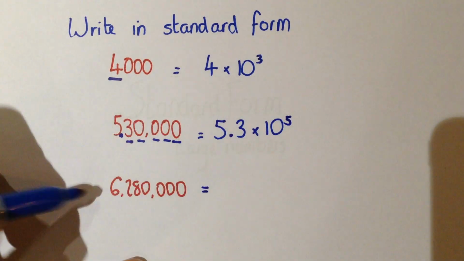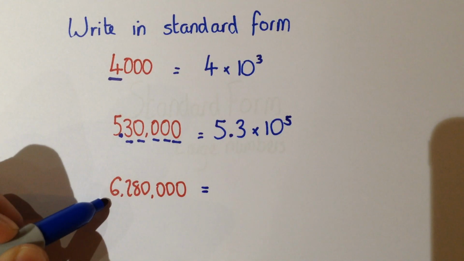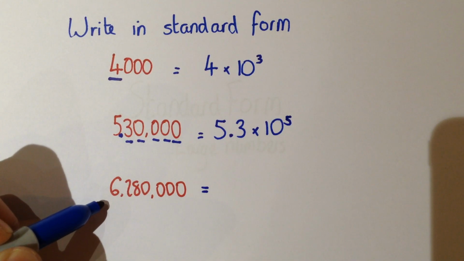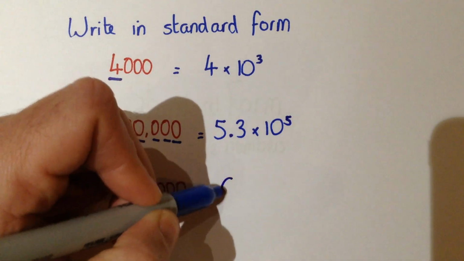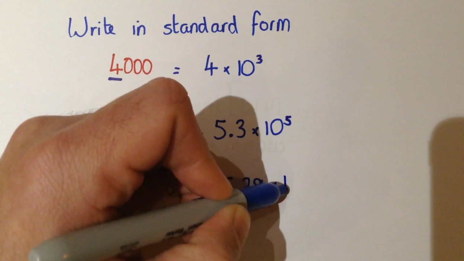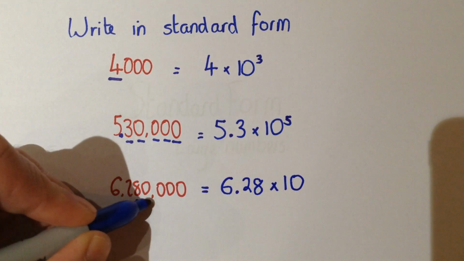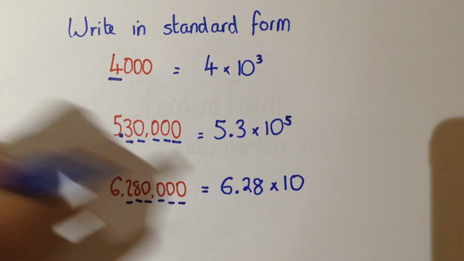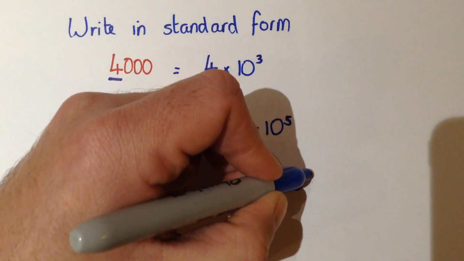For the next one, 6,280,000. I need a number between 1 and 9.9 recurring that represents the first part of this. So here we've got 6.28, always times 10, and the power here is going to be 1, 2, 3, 4, 5, 6, because there's 6 numbers after the very first one.